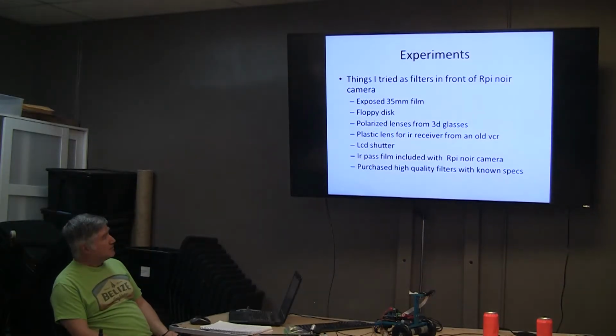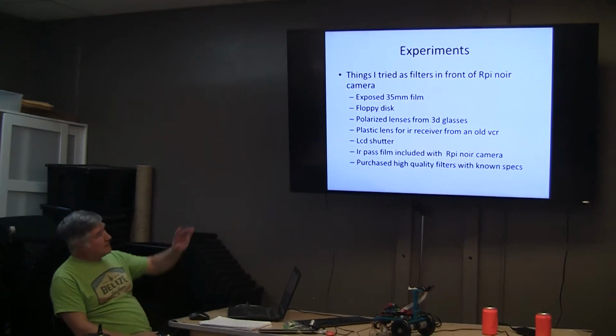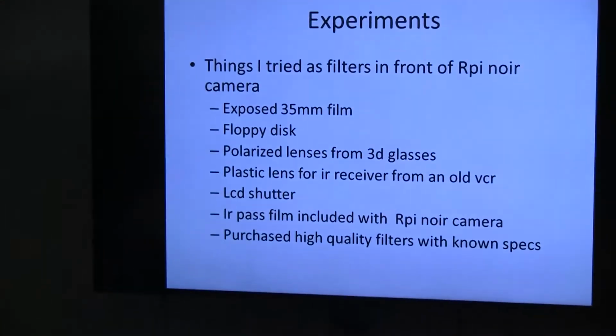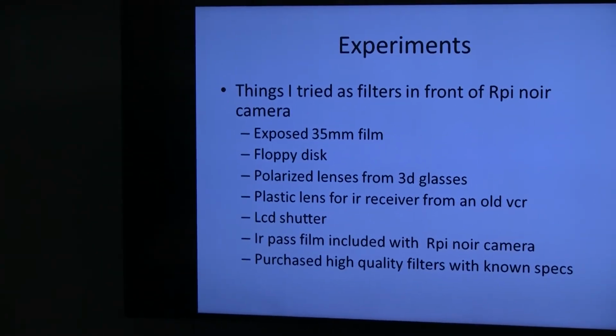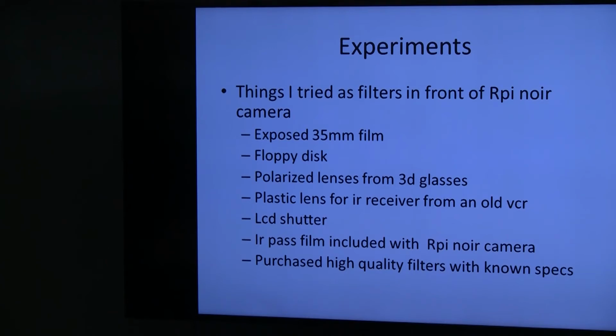So these are things I tried as filters. This is in front of the Raspberry Pi no IR camera, which doesn't have an IR filter in it. The things I tried: exposed 35mm film, floppy disks, polarizers from 3D movie glasses. One of the better ones was actually the plastic lens in front of an IR receiver in an old VCR. It's a little square plastic.